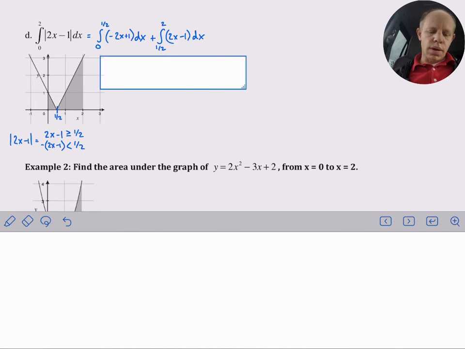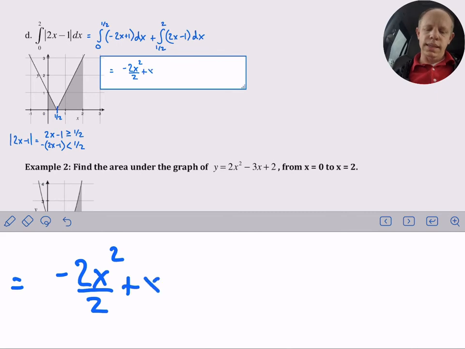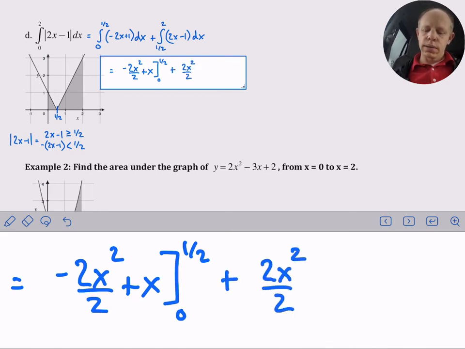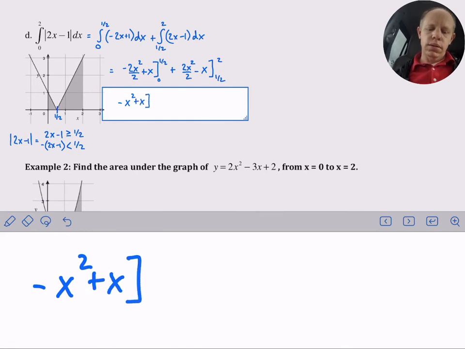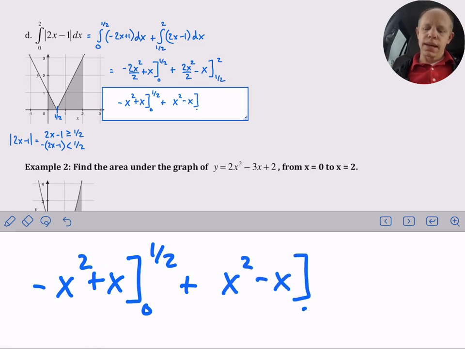All right, so for the first one, the antiderivative will be -2x squared over 2, and then plus x, and we're going to evaluate that from 0 to 1/2. And for the second one, we will have 2x squared over 2 minus x, and we'll evaluate that from 1/2 to 2. All right, and we can simplify this down a little bit. We'll get rid of the 2 over 2. We'll get -x squared plus x from 0 to 1/2. And then we'll have x squared minus x from 1/2 to 2.